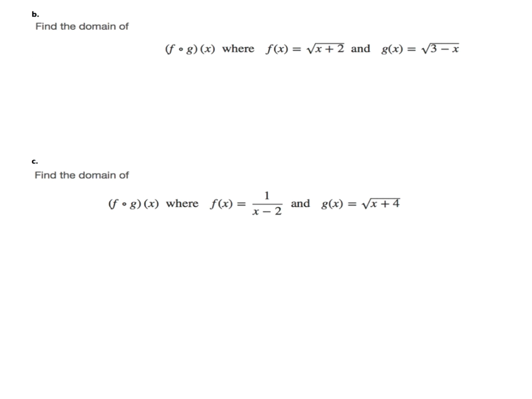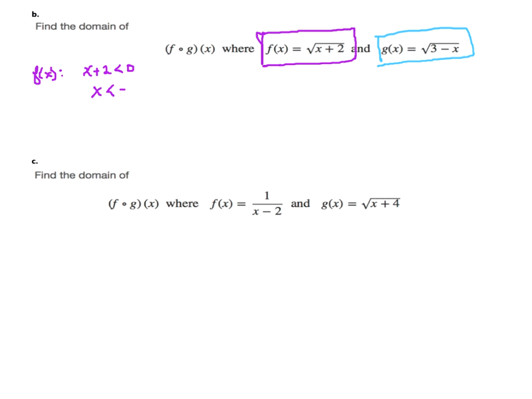Okay, same two things here, just with different situations. My f will once again be magenta, and my g will be blue. Notice we're dealing with square roots this time. So the first thing we want to do is determine the domain for each function separately. For f of x, what we cannot have is x plus 2 being less than 0. So that occurs when x is less than negative 2. So we don't want that happening.